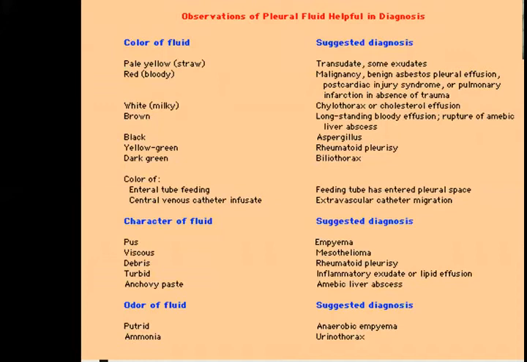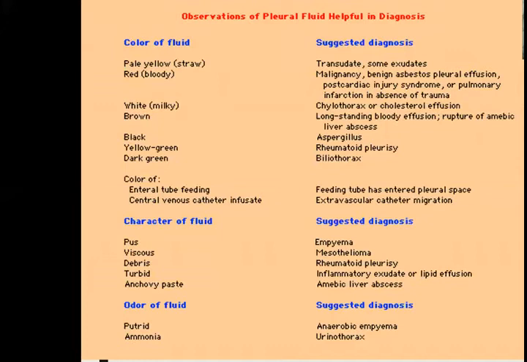Then pus: usually gross pus indicates empyema. Viscous fluid: mesothelioma. Turbid: rheumatoid arthritis and inflammatory proteins. Anchovy sauce: amoebic liver abscess.